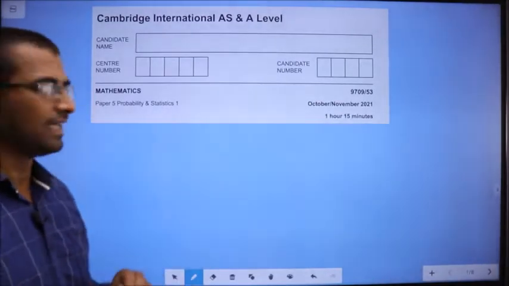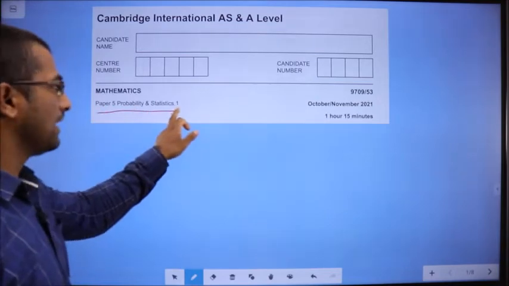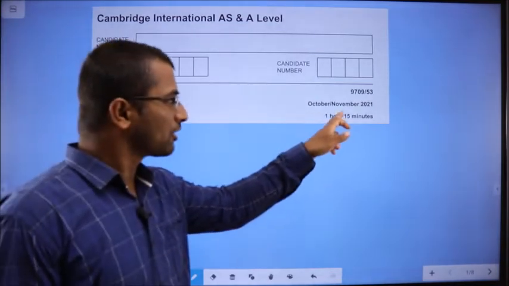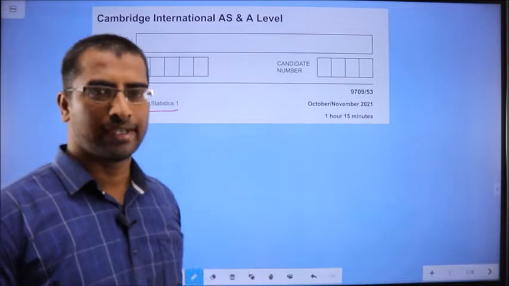I will be solving Paper 5, Probability and Statistics 1, October/November 2021, paper code 53.